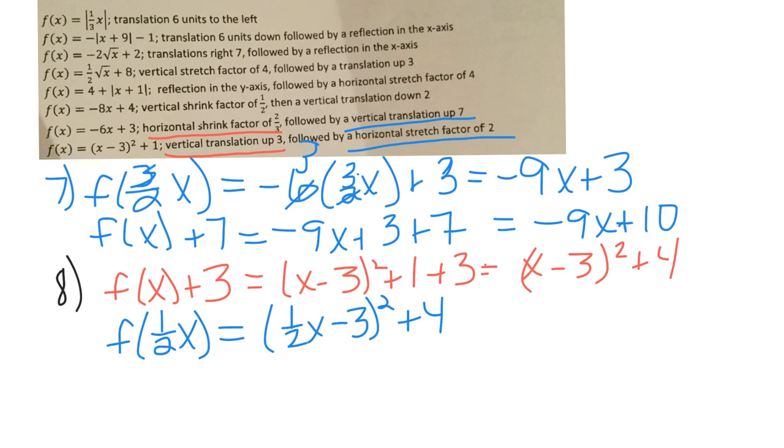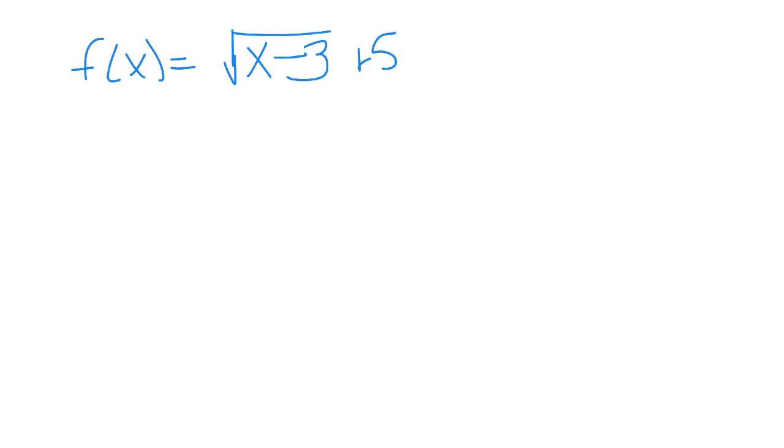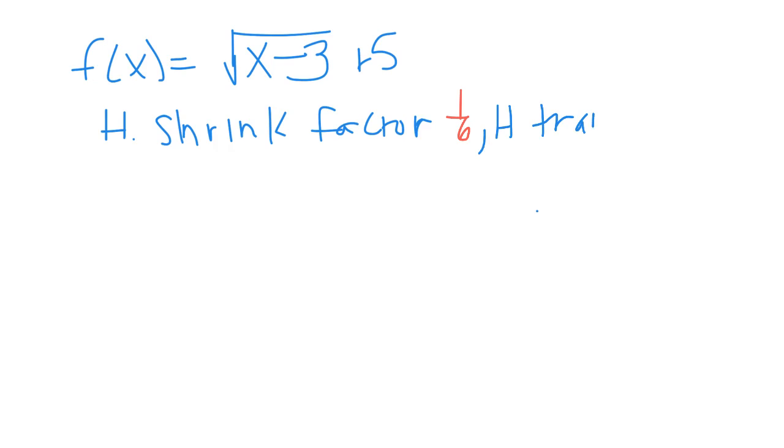I do want to look at another example. Let's say f of x equals the square root of x minus 3 plus 5. And let's say we want a horizontal shrink factor of 1/6 and a horizontal translation followed by left 8.